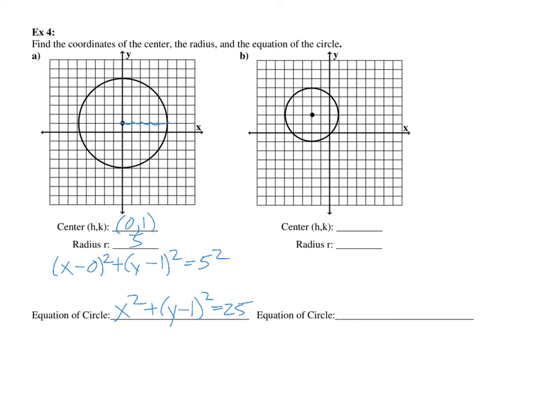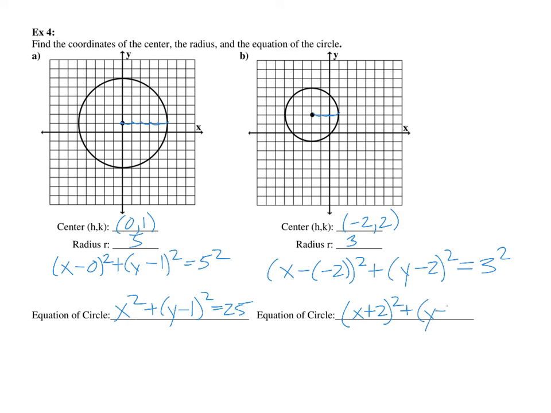Done. For the next one, the center is (−2, 2). The radius is 3. So, setting up the equation of a circle, I have (x − (−2))² + (y − 2)² = 3². (x + 2)² + (y − 2)² = 9. Done. This is a very simple concept, naturally, once you get it.